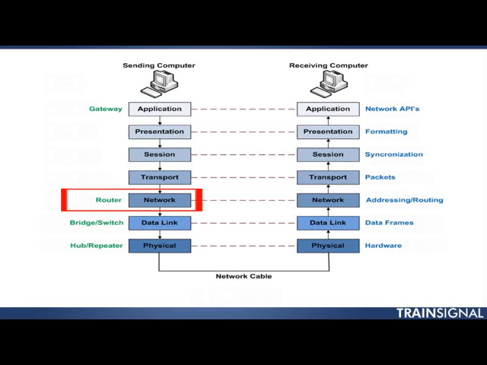Moving up a layer, we have routers. This is an easy one. What did I say takes place at the network layer? Addressing or routing. So when you're in a multi-network environment, as we'll learn in another lesson when we talk in more detail about routing, and you have to send something from one network to another, you need to go through a router, and that router is going to have functionality at the network layer.